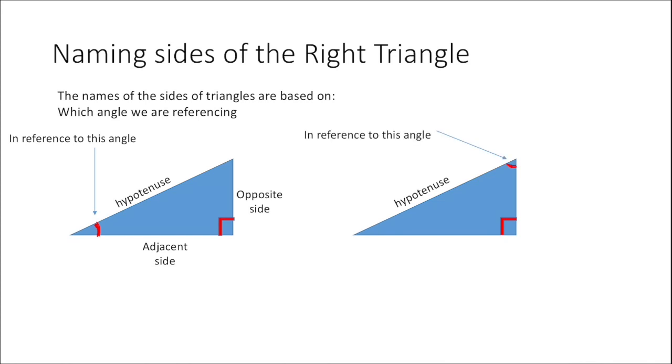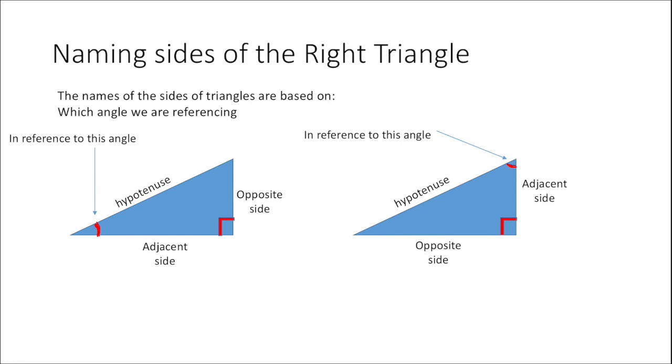Now, if we're talking about this angle, then that's going to be the opposite side. And this side will be the adjacent side, because we're talking about this angle and it's right next to it. Now, the hypotenuse is also adjacent, but it has a special name. It's called the hypotenuse for a reason, and we'll reference it as the hypotenuse.